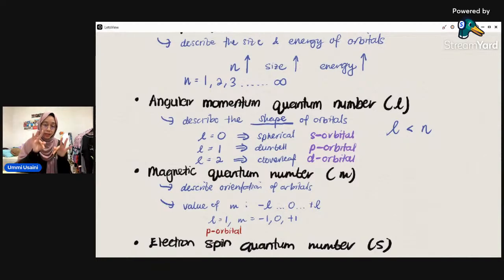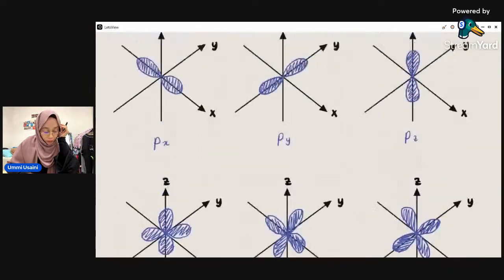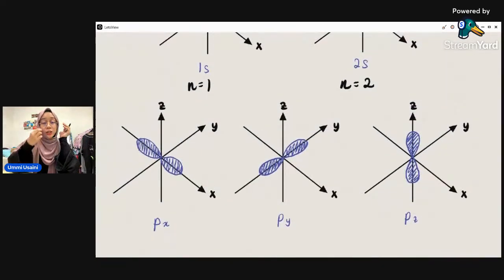So that is why, when we have 3 orientations, if we look back at the shape of P, that is why we have Px, Py, Pz. Because our value of m has 3 possibilities: it can be negative 1, 0 or positive 1. So Px, Py, Pz each represent one of them, but it is not fixed. The x is not always negative 1 or the y always 0, whatever, it is not fixed.